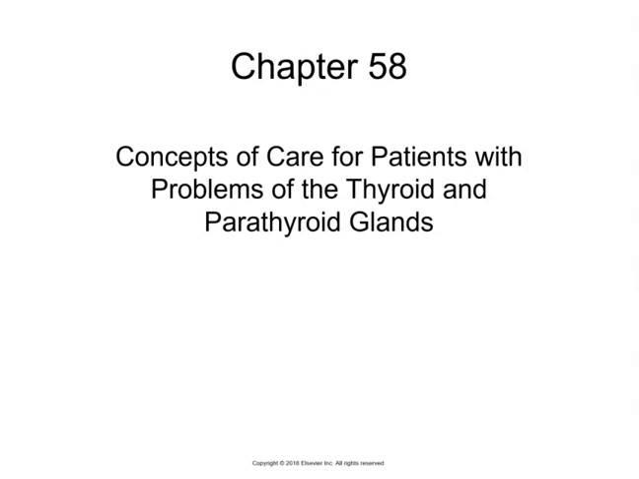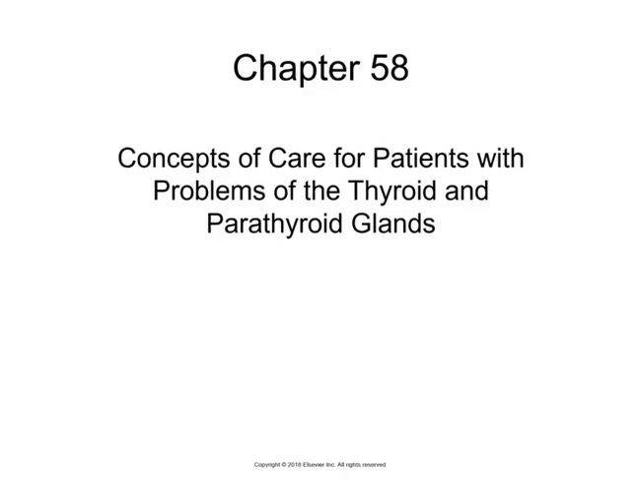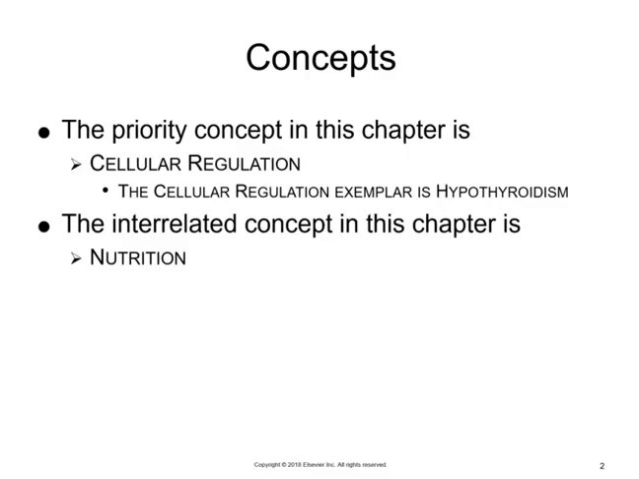Chapter 58, Concepts of Care for Clients with Problems of the Thyroid and Parathyroid Glands. The priority concept in this chapter is cellular regulation. The cellular regulation exemplar is hypothyroidism. The interrelated concept in this chapter is nutrition.